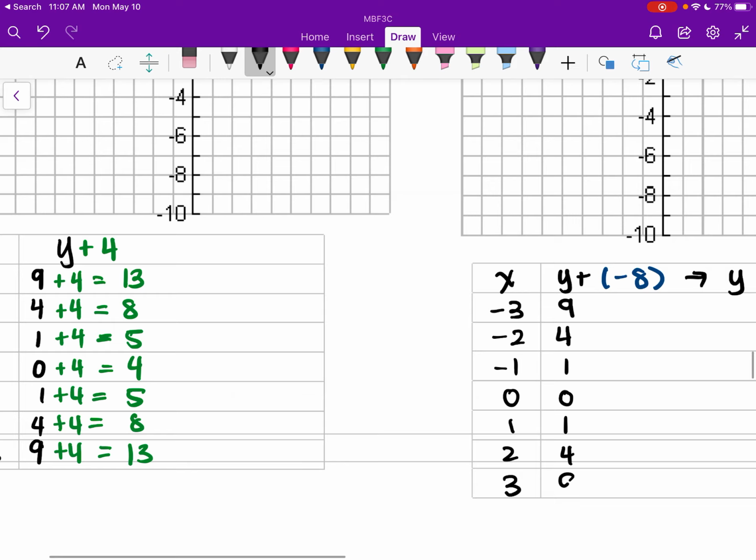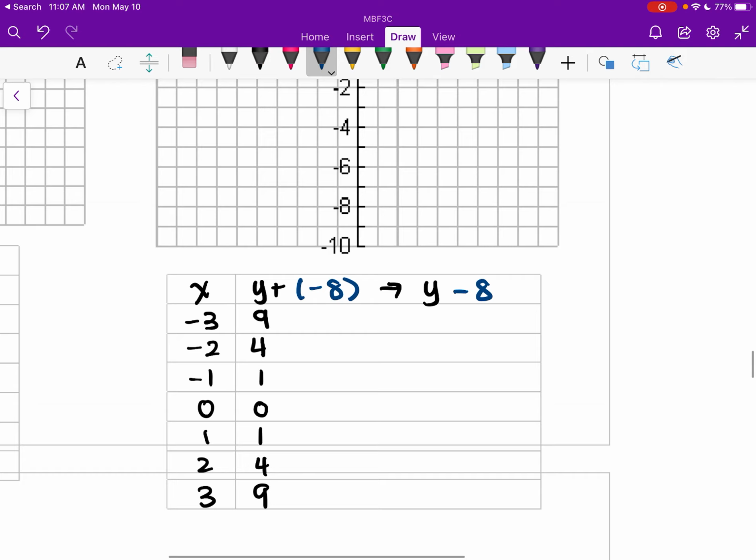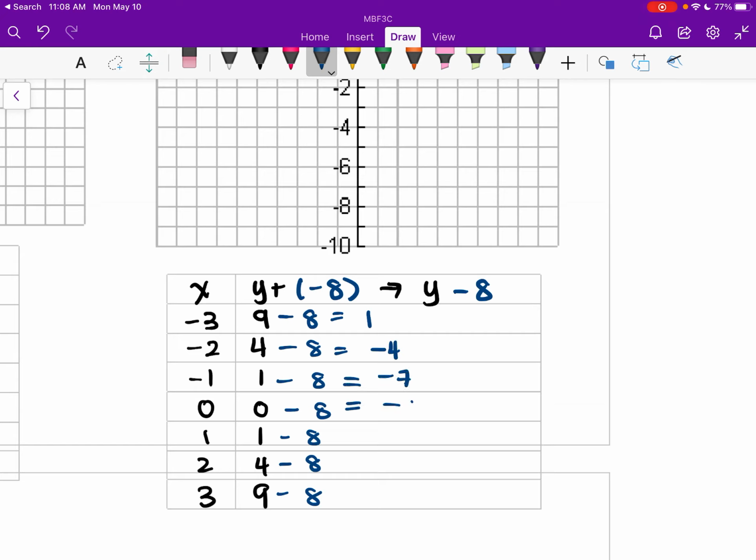And again, like I said, memorizing these will just make it easier. -8, -8, -8, -8, -8, -8. 9 minus 8, 1. 4 minus 8, -4. 1 minus 8 equals -7. 0 minus 8 is -8. 1 minus 8 is going to be -7. 4 minus 8 is going to be -4. And then 9 minus 8 is going to be 1.